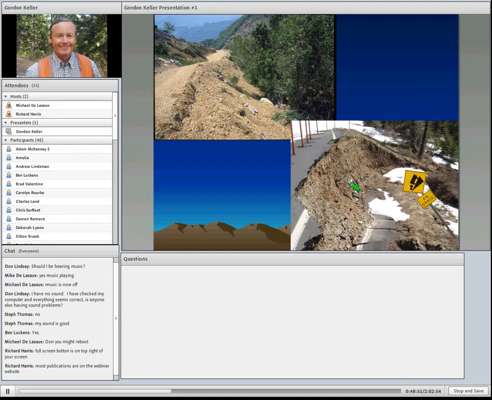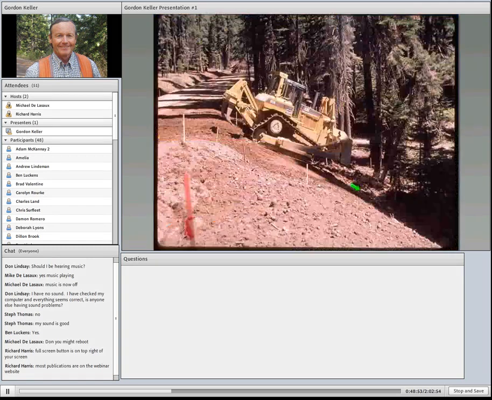And probably the most common way to prevent problems is with good compaction, both in layers for the fill itself and on the surface. And you can do that if you have maybe a 2-to-1 slope. It's not an over-steepened slope.